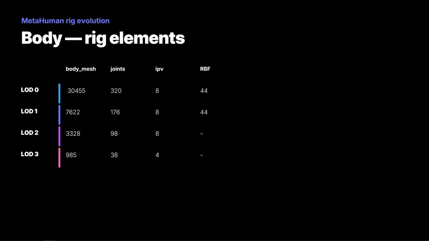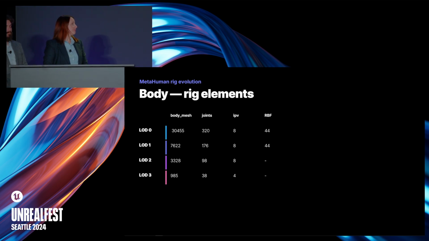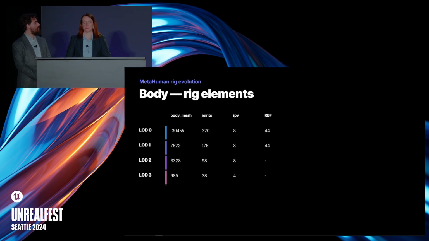Moving to body rig. Body rig is not as complex as head, as you can see from this table. Across 4 LODs, geometry goes from 30K to 1K. In the skin cluster, we have 320 joints for LOD 0 and only 38 joints for LOD 3. Regarding influence per vertex, it is mostly 8, 4 only for LOD 3.